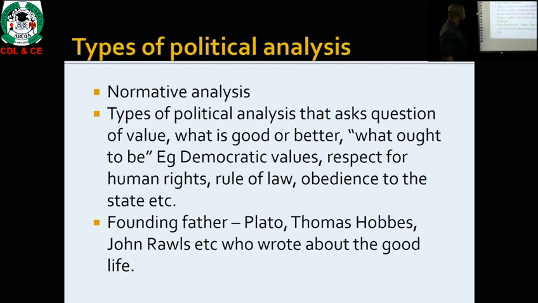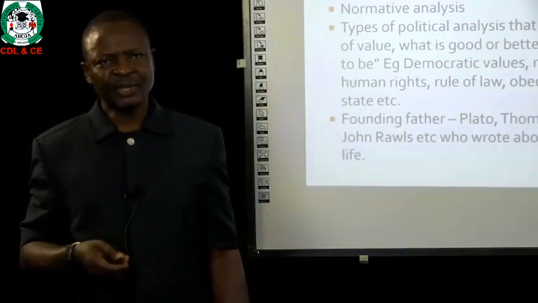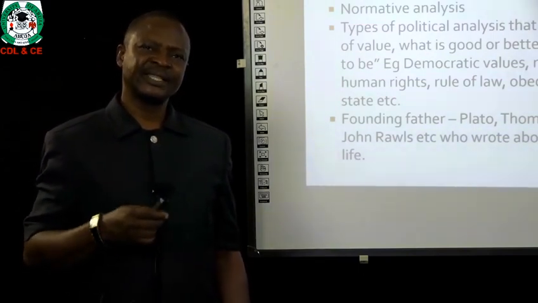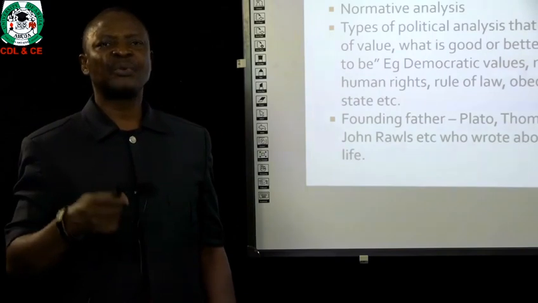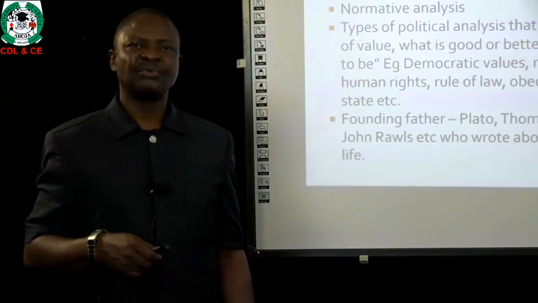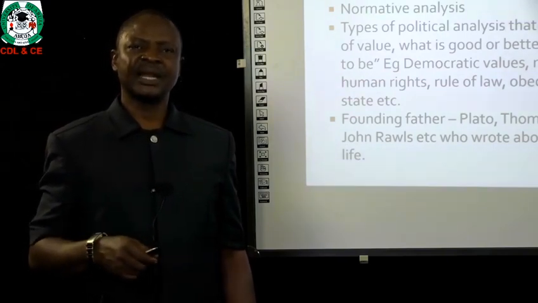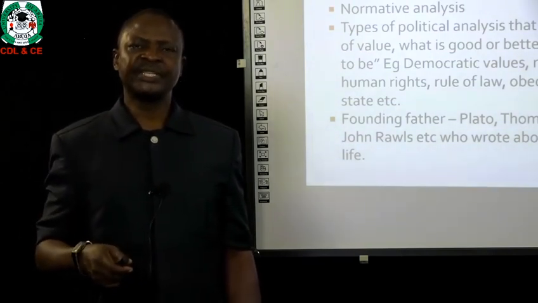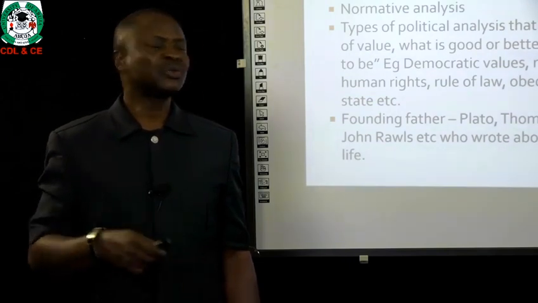Types of political analysis. Number one is normative analysis. These are types of political analysis that ask questions of value. What is good? Something that is about value judgment. For instance, we agree that democracy is a very good form of government because at least it gives you an opportunity to decide who governs you. We also agree that concepts like rule of law and fundamental rights are good. So these are value judgments about what is good.